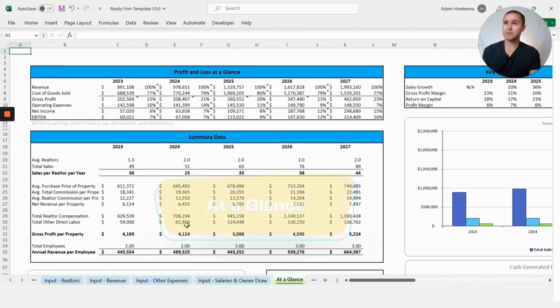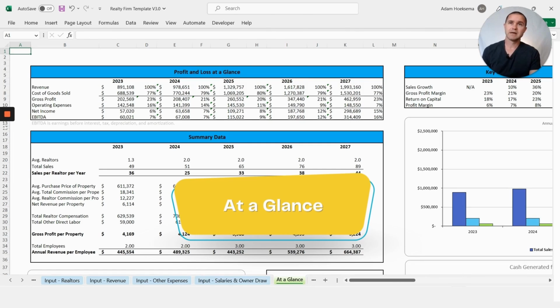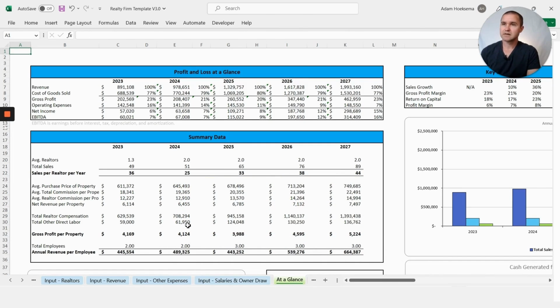All right, and so that brings us all the way back to where we started on our At a Glance tab, and will give us the full picture here. So this is what should hopefully be helpful to you as you're trying to raise capital, whether that's from lenders or investors. These are the types of reports and the pro forma financials that they're going to want to see.